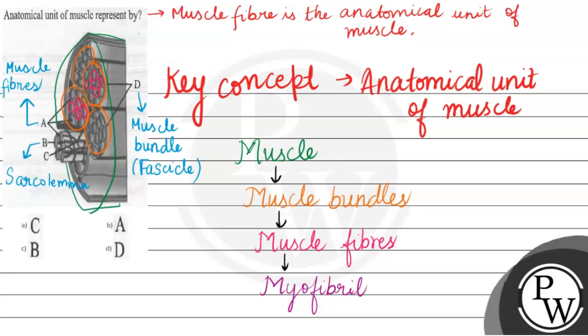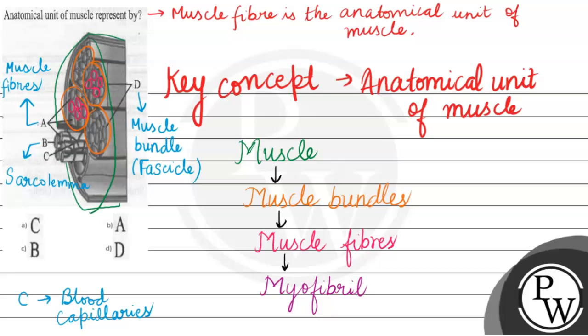And what is about C? What is C here? C क्या आपको दिखाई दे रहा है? These are the blood capillaries that are surrounding the muscle fiber. So for C, we have blood capillaries. So the question is anatomical unit क्या होगी muscle की?